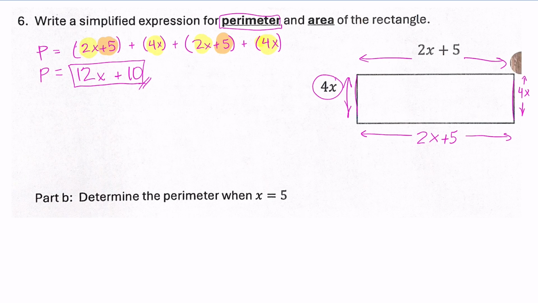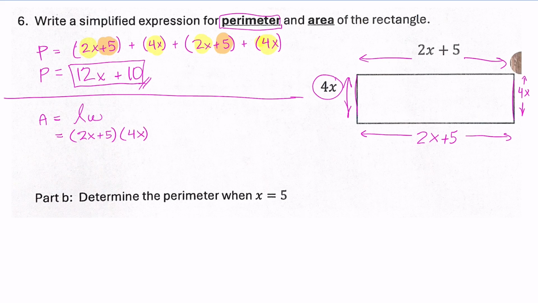Now, if I want to find the area, well, remember, for a rectangle, what we talked about before as well, area is equal to length times width, right? LW. That's length times width. So my length here I will take as 2x plus 5, and my width I will take as 4x. Okay.